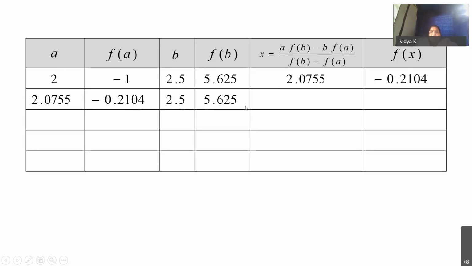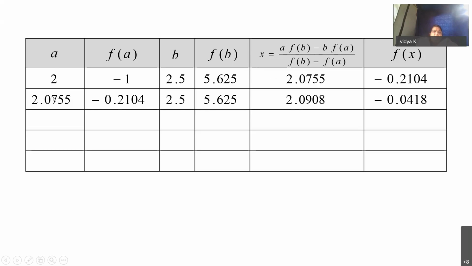So 2.5 this. Now use the same formula, you get this. Take the functional value. Here also you get a minus, isn't it? Now what you do in the same formula: first you replace a by 2, b by 2.5 and simplify the functional value. In the second stage, instead of 2, you replaced it by 2.0755, a better value, and b as it is. In the next, since it is negative, now discard this because it is also negative. Better than that, you got this now.